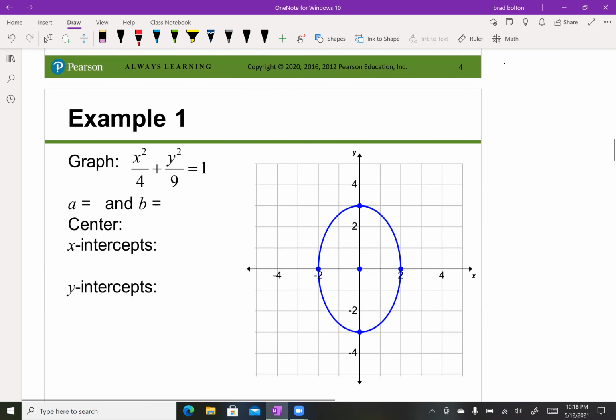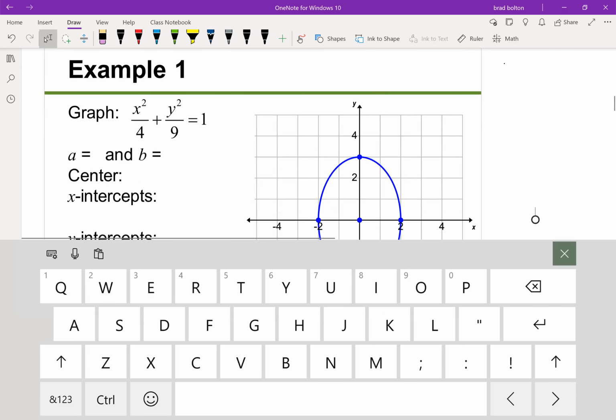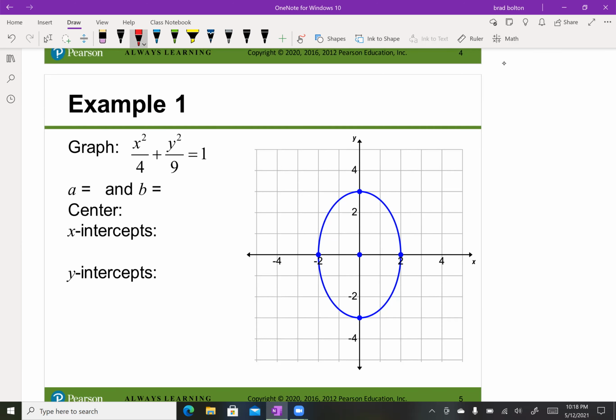Okay, so let's look at this basic one. All right, so we see that a is 4. So I'll write it over here on the side. x squared over 4 plus y squared over 9 equals 1. So notice these are different, and it's equal to 1. So this is in our standard form.